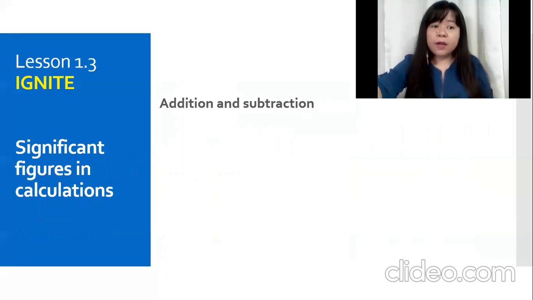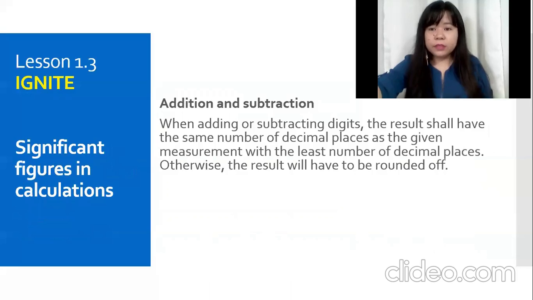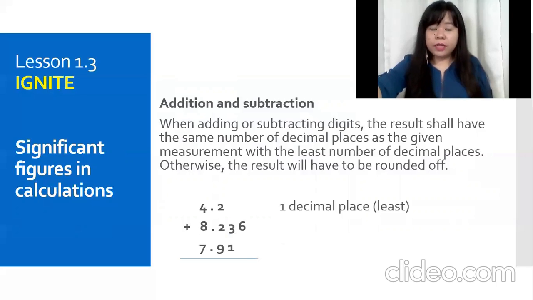Next, how about significant figures in calculations? We have the following rules. For addition and subtraction, the result shall have the same number of decimal places as the given measurement with the least number of decimal places. For example, if we add these three numbers, notice that 4.2 has the least number of decimal places, which is 1. Therefore, in the sum, we only use 1 decimal place and drop all the rest and round off as needed.